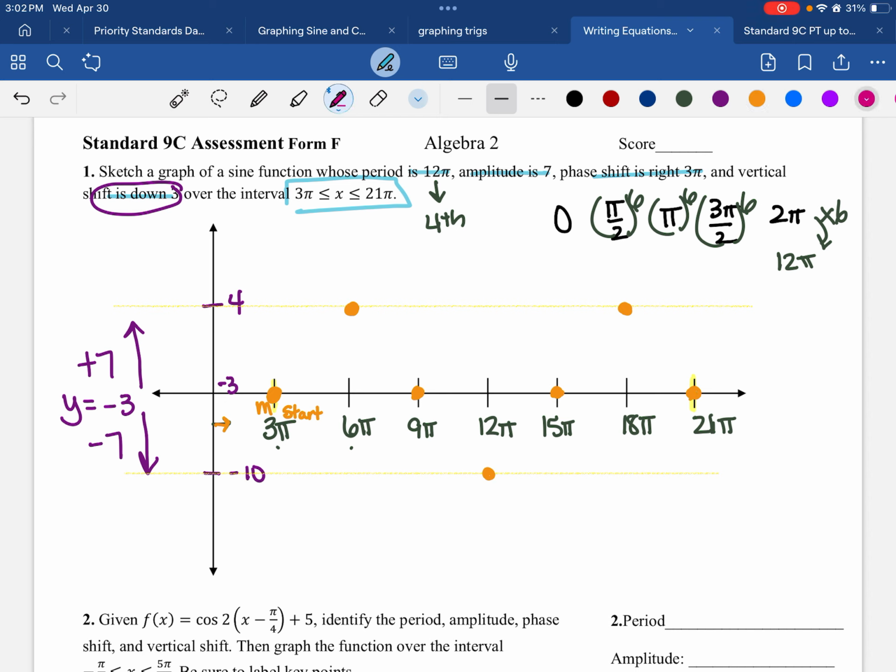Once you connect them, try to make sure that they're curving. If they aren't perfect, it's not totally the end of the world, but you want to make sure that there is some curve going on. And that's all you need to do for the first question.